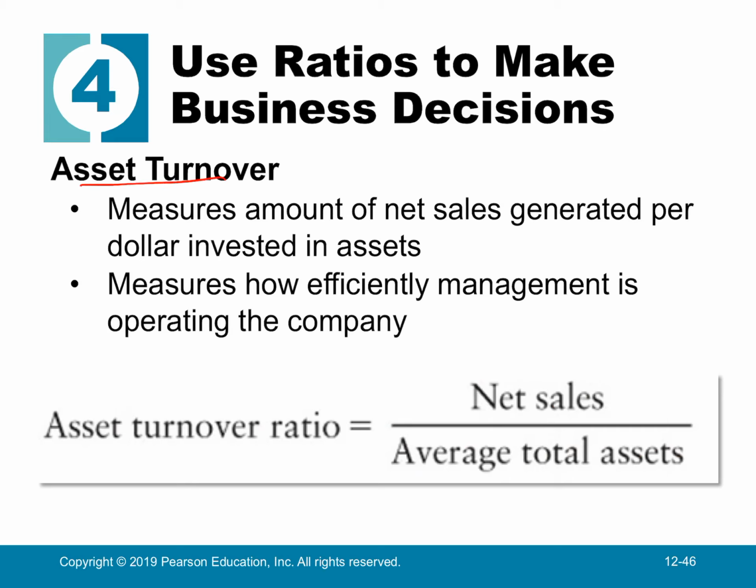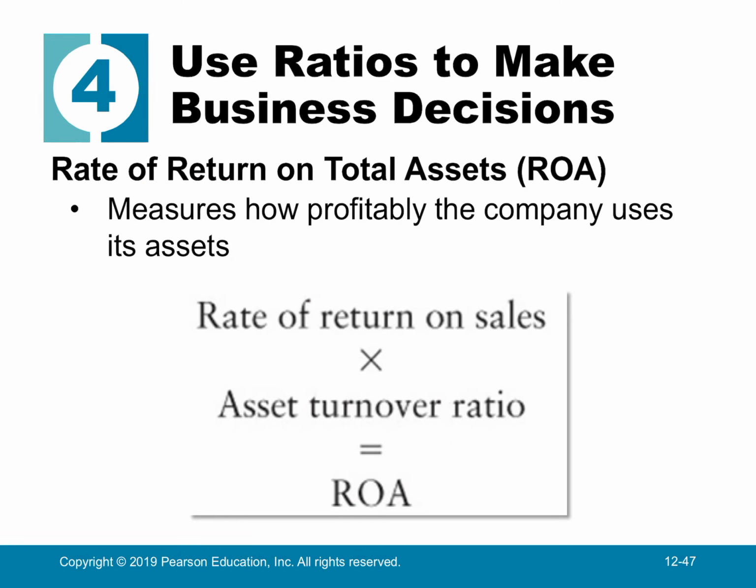Your asset turnover really is measuring how efficiently the management is operating the company. It's comparing your net sales to your average total assets, right? So that's your asset turnover ratio. The rate of return on total assets is simply your rate of return on sales, right? Your net profit margin times your asset turnover ratio. That gives you your return on assets.